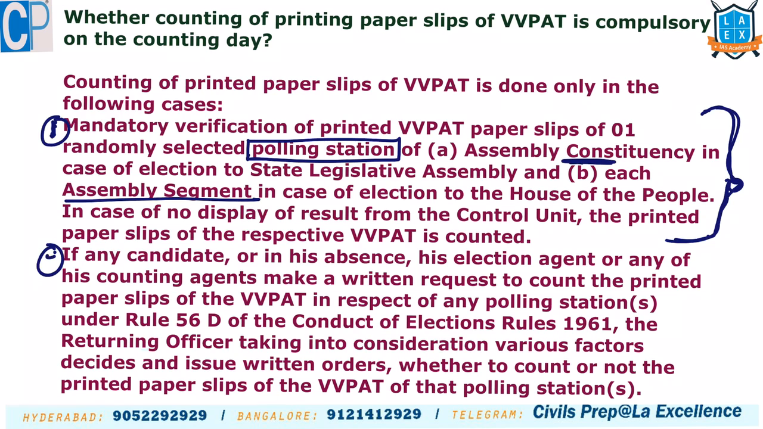Next, the second case. If the candidate or his election agent asks the returning officer to verify the EVM votes against the VVPAT, saying that we have some doubt, so please verify, then the returning officer has the discretion to verify it or not. That is the second case. The third case is that the entire voting process is done, but the EVM is not working during counting, so we are unable to retrieve the information from the EVM machine. Then we have this alternative: we go for VVPAT slip counting. This is the last case. These are the three ways in which VVPAT votes are counted.